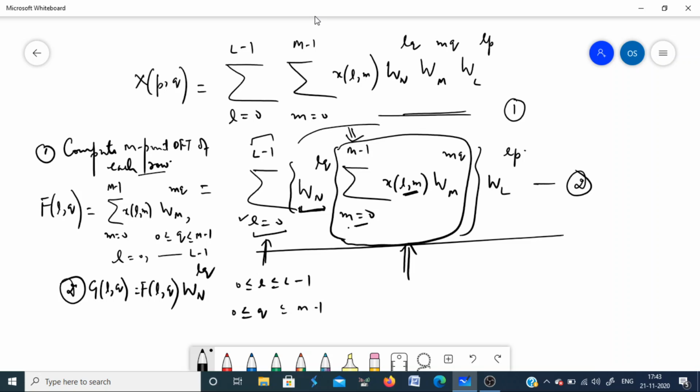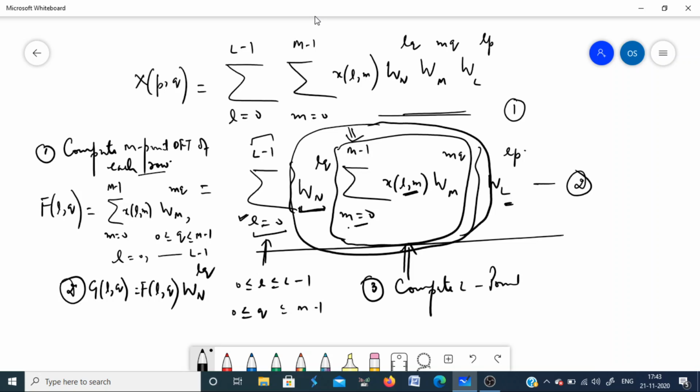And then finally, when you now combine these, at the outer part, we have the N-point DFT of each column. Okay, so this is the last step. So then you compute the N-point DFT of each column. You will get X(p,q), which is the final DFT. So you have 3 steps.